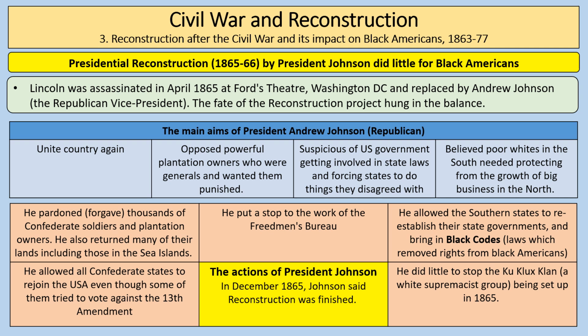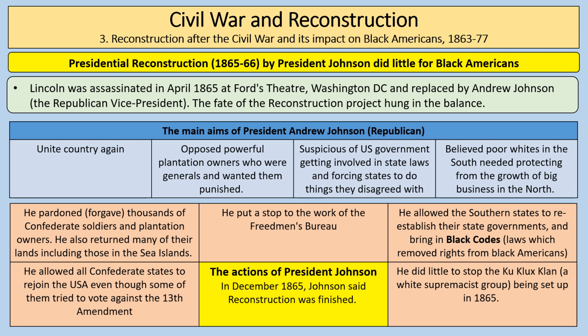The main aims of Johnson were to unite the country, oppose powerful plantation owners who were generals, and he wanted them punished. He was suspicious of US government getting involved in state laws and forcing states to do things they disagreed with. Thought very differently from Lincoln on that topic. And he believed poor whites in the South needed protecting from the growth of big business in the North. So, Johnson, in December 1865, said that Reconstruction was finished, and he did various things to put a stop, if you like, to the Reconstruction work that Lincoln had started.